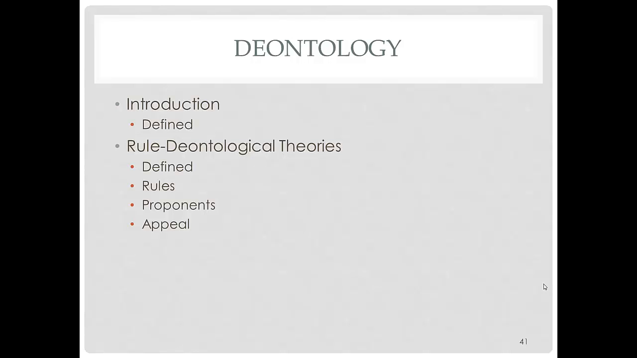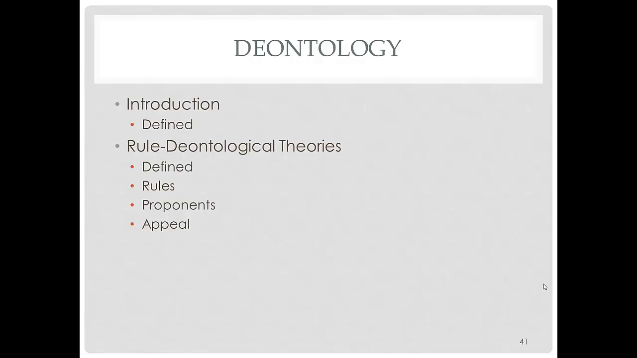The difference, boiled down a bit, is that with consequentialism, it's the consequences of the actions that matter in terms of assessing the value, positive or negative, for the action. With deontology, again boiled down a bit, it is the action itself that is either positive or negative in value. Now we're going to focus on what are known as rule deontological theories.